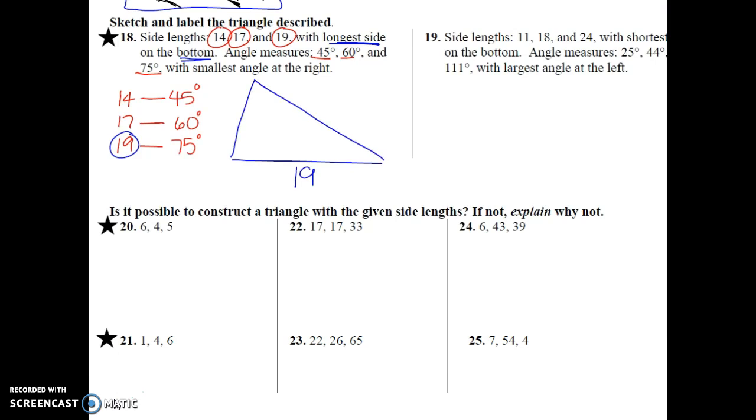And that automatically tells us that 75 has to go opposite of it, because they are both the largest and the longest. And then it says that the smallest angle has to be at the right. So I know that this is my right side, and I choose my smallest angle, which is the 45. Remember, angles go inside the corners. Opposite the 45, over here, I have to put the smallest or shortest side, 14. And that only leaves the 60 and the 17 left. Everybody should have a triangle that looks similar to that. Organize your information, start the drawing, match everything up.